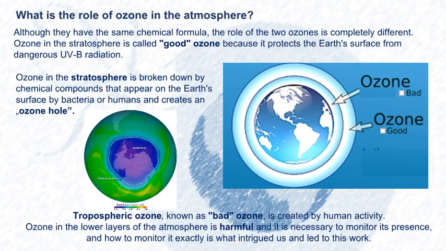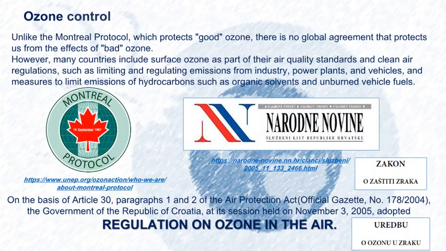Tropospheric ozone, known as the bad ozone, is created by human activity, and this ozone in the lower atmosphere is harmful, and it is necessary to monitor its presence, and that is what intrigued us and led to this work. The Montreal Protocol protects good ozone, but there is no global agreement that protects us from the effects of bad ozone. Many countries include surface ozone as part of their air quality standards and clean air regulations, so in 2005 the Republic of Croatia also passed the regulation on ozone in the air.